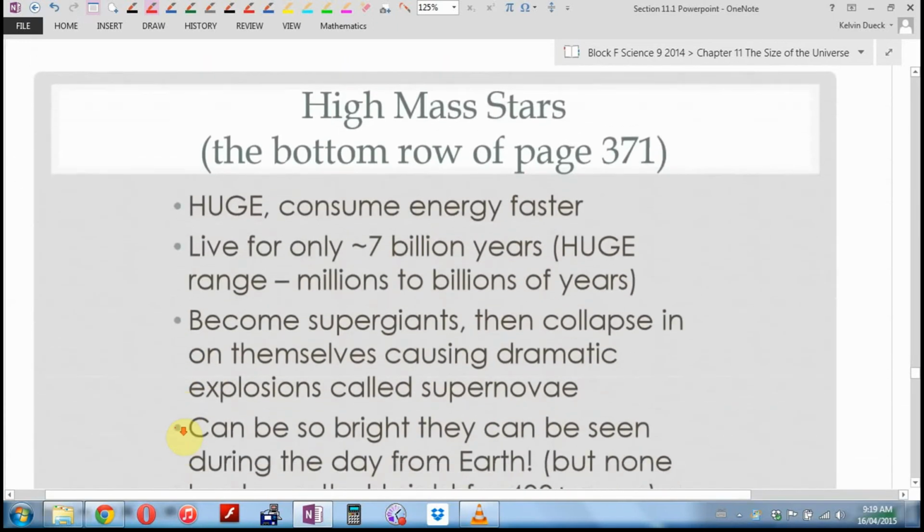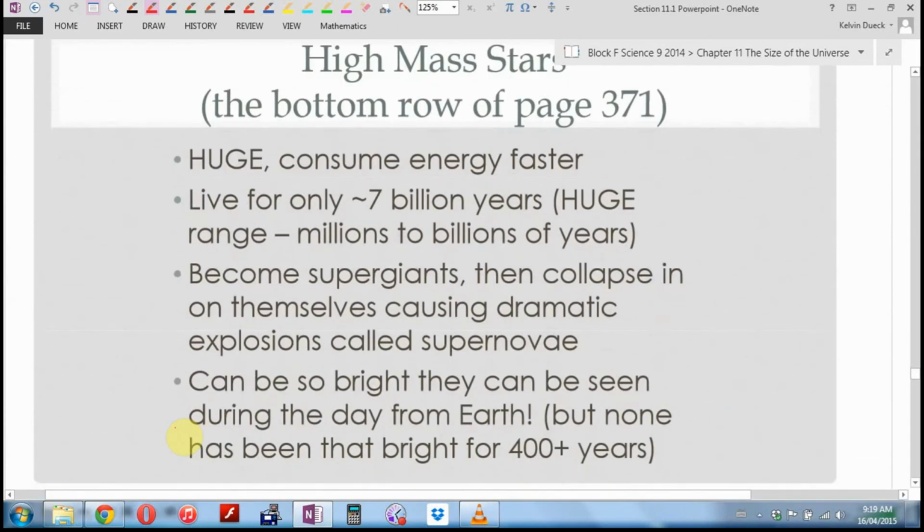High mass stars. Huge, and they consume energy much faster, which means they give off more heat and light. Even though they have more mass, they're burning it so much faster that they live for around 7 billion years, give or take. But there's a huge range. Some of them may only last a few hundred million years as opposed to billions, because they're burning really, really fast.